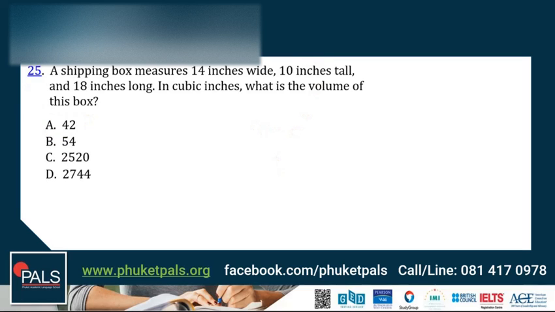25. A shipping box measured 14 inches wide, 10 inches tall, and 18 inches long. In cubic inches, what is the volume of this box? So finding the volume of a box, all we need to do is multiply the width, the height, and the length. So all we need to do is multiply 14 times 10 times 18 using calculator. The answer is 2,520. Letter C.